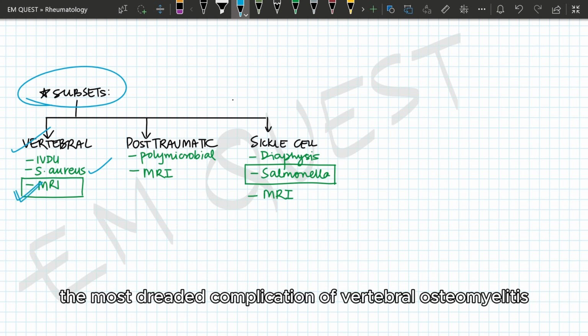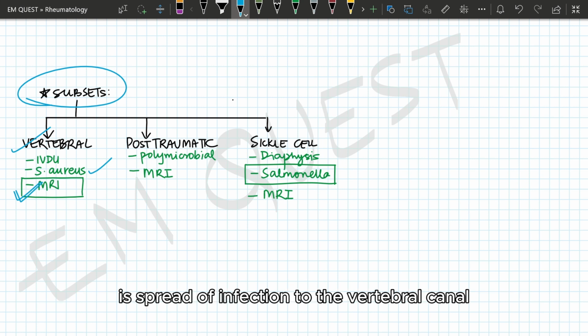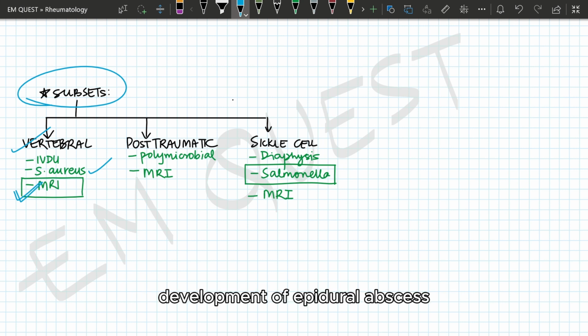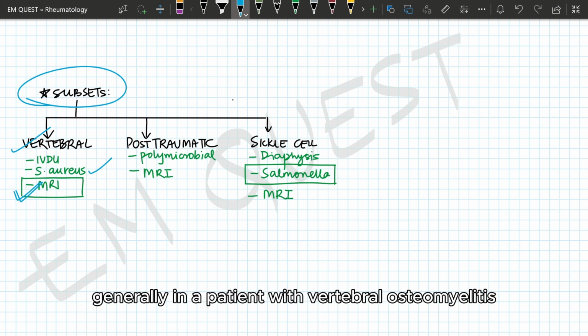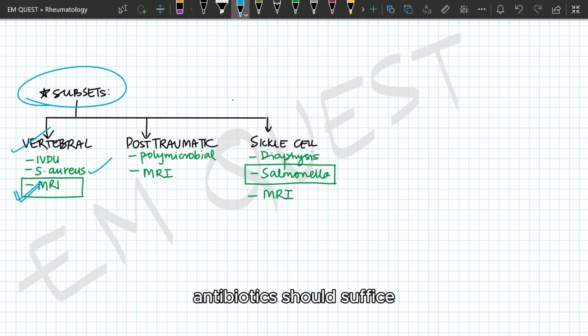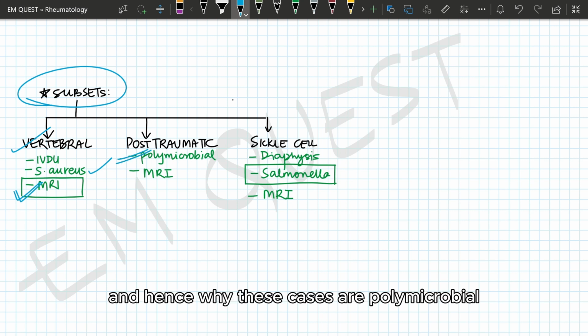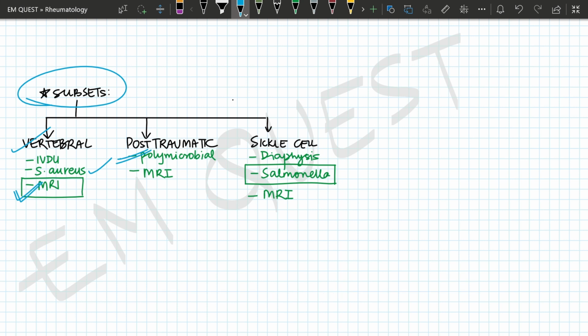The most dreaded complication of vertebral osteomyelitis is spread of infection to the vertebral canal, development of epidural abscess, or the worst of it all, permanent paralysis. Generally, in a patient with vertebral osteomyelitis, antibiotics should suffice. In cases of post-traumatic osteomyelitis, they normally occur from open fractures, burns, bites, puncture wounds, and hence these cases are polymicrobial.